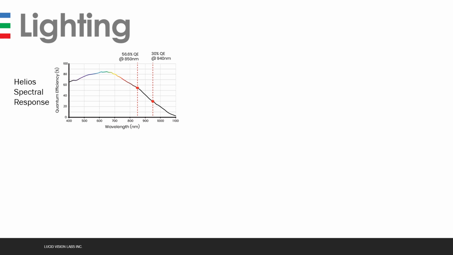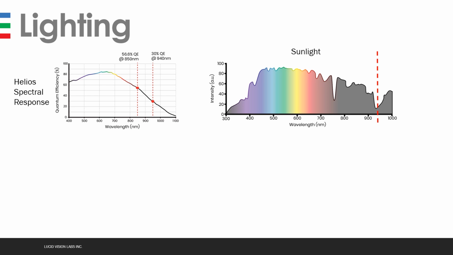Here we're showing the spectral response curve of the Helios. We're highlighting two specific wavelengths, one at 850 nanometers and one at 940 nanometers. These two wavelengths are important because depending on if you plan on having an outdoor or indoor application, that will dictate which wavelength of emitted light your ToF camera needs to have. Outdoor ToF cameras have emitted light at 940 nanometer wavelength. This is because there's a natural dip of sunlight at this range.